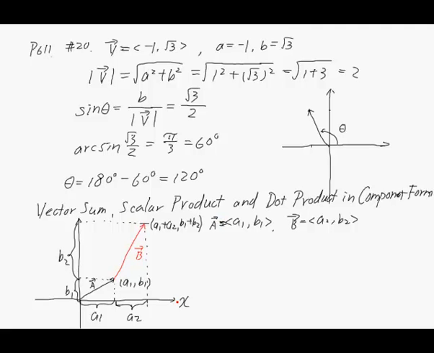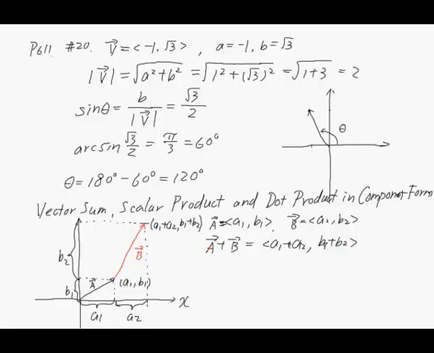So that means vector A plus vector B is equal to A1 plus A2, comma, B1 plus B2.